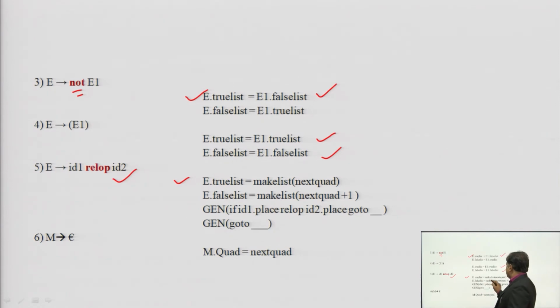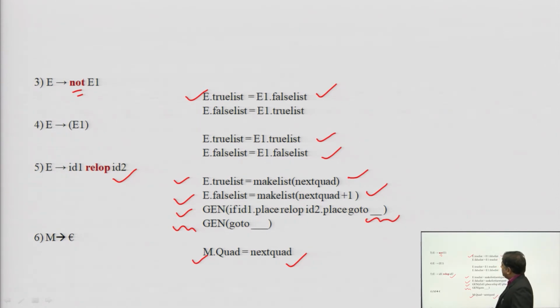For E derives ID relation operator ID, this is the same as in the previous semantic action: E dot true list equals makelist(next quad), and E dot false list equals makelist(next quad plus 1). Generate if ID1 dot place relation operator ID2 dot place goto, and generate goto. For M derives epsilon, M dot quad equals next quad. Next quad means the address of the next quad tuple.